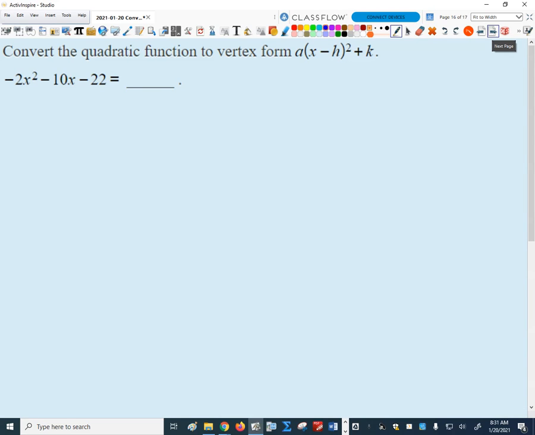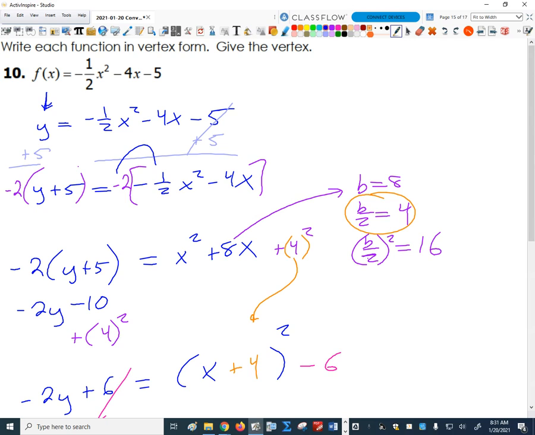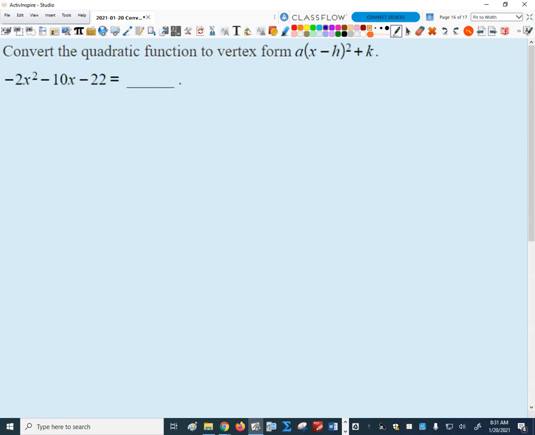Let's do one like this too. This is probably a good one because it doesn't work out quite as nicely. These previous examples have all worked great because B has always been even, right? So half of B ends up giving us an integer, which is nice. It doesn't have to work out that way though. Let's look at this guy here.